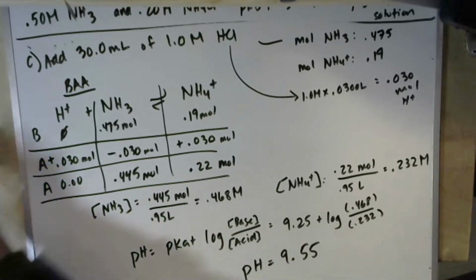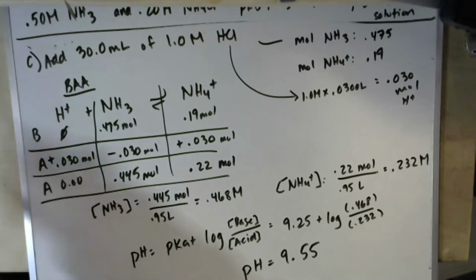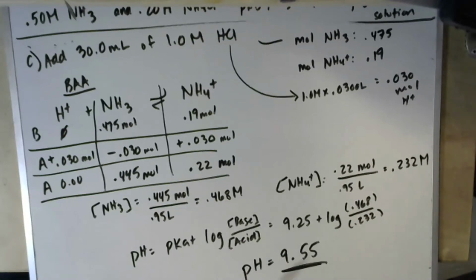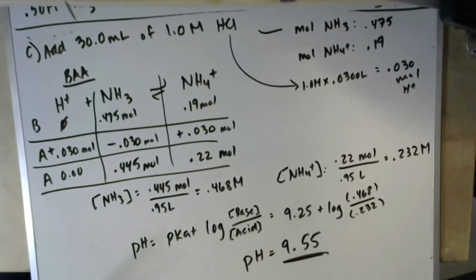Okay, and that makes sense. Our initial pH before we added anything was 9.65, right? When we added some hydroxide ion, it crept up to 9.68. But now when we added some HCl, it decreased a little bit to 9.55. But the changes aren't big changes, and that's because we have a buffer solution, and the purpose of a buffer solution is to resist those pH changes.